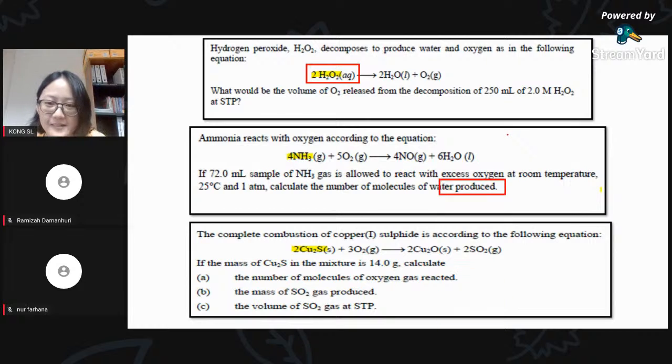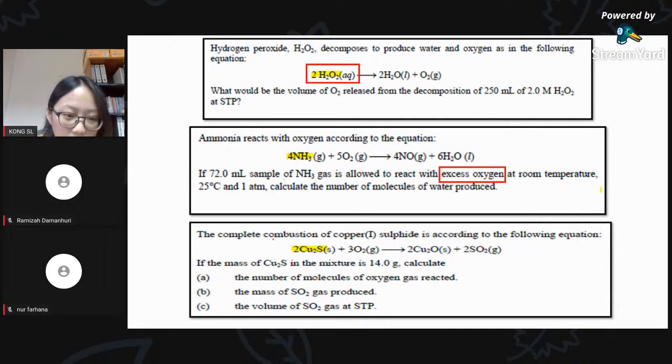Okay. Excess oxygen. Ammonia and oxygen. And then the question says ammonia gas is allowed to react with excess oxygen. Automatically, ammonia is the limiting reactant. Okay. The third one.